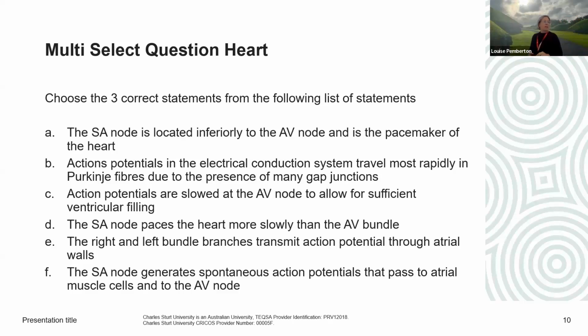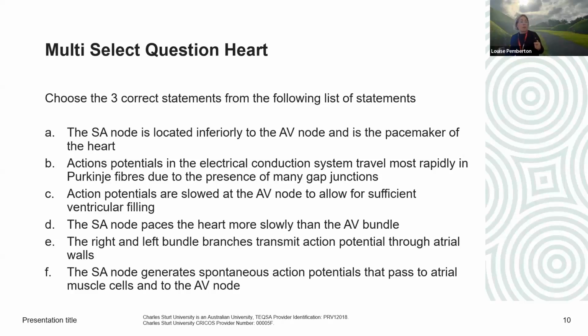Action potentials in the electrical conduction system travel most rapidly in the Purkinje fibers due to the presence of many gap junctions. That is very true. Remember that Purkinje fibers deliver this signal up the walls of the ventricles, so they have larger diameters and lots of gap junctions. Action potentials are slowed at the AV node to allow for sufficient ventricular filling. Correct. Well done.